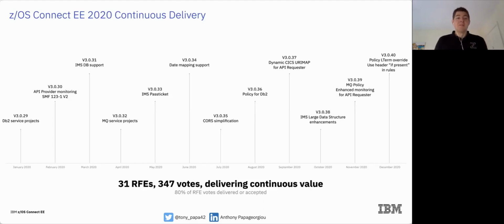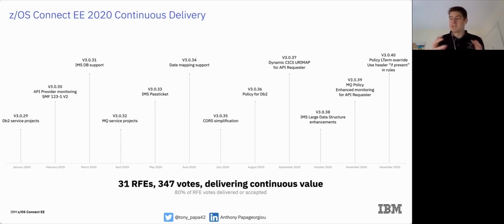So we started off the year closing some gaps around wanting to get a consistent experience in our tooling, the API editor for creating DB2 services and MQ services. We also added IMS-DB support in there as well. We improved security with pass tickets. We created a date mapping function.